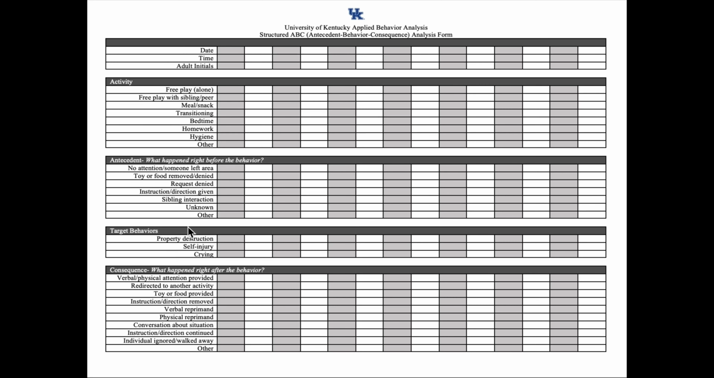Next is target behavior. As of now, there's 3 written in, but the one that we send you is going to have something specific to your child. The last box talks about the consequence, or what happened right after the behavior.